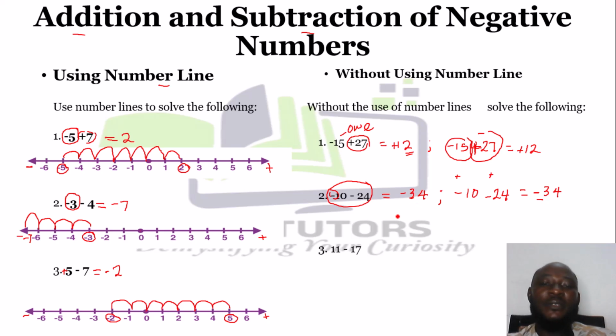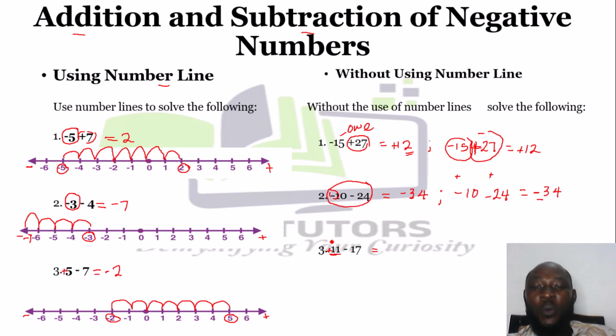Okay, let us look at number 3. Number 3, in this case, we have 11 minus 17. Remember, this 11 is not carrying any sign. So by implication, automatically, this becomes positive. So this is positive 11 and negative 17.